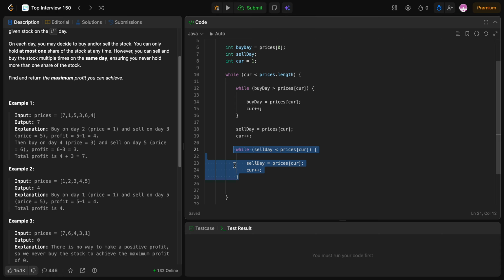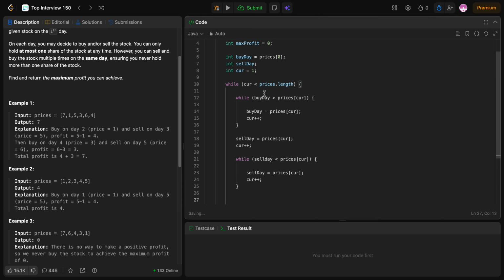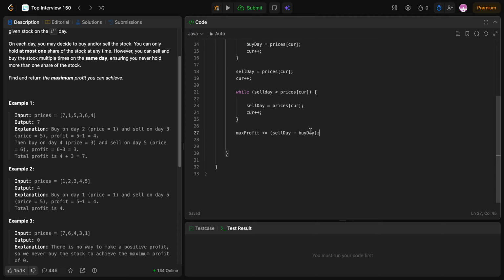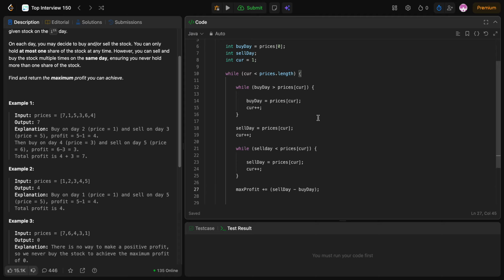So now that I have this, we simply do, where's my profit? Max profit plus equals sell day minus buy day. So that is the current profit we have received.